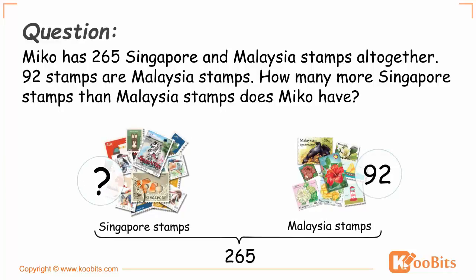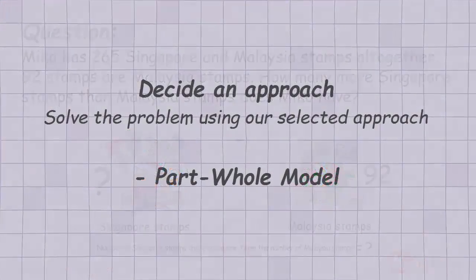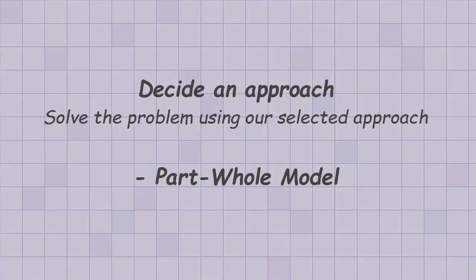Do we know the number of Singapore stamps? No, we do not. So we have to find the number of Singapore stamps first before we can find how many more Singapore stamps there are than Malaysia stamps. Alright, now that we've understood the question, let's move on to solve this word problem.